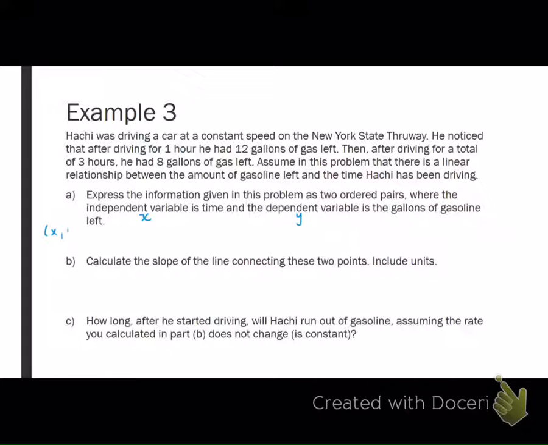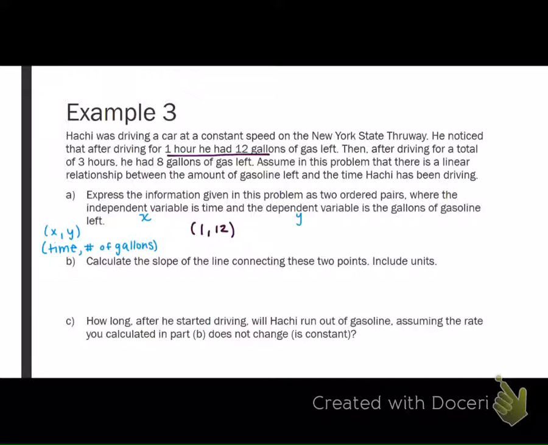So we do our X, Y. And in this case, that is time, number of gallons. And we create two ordered pairs. With time, comma, number of gallons. Colin, what is one of my ordered pairs then? Let's see. 1, 12. So at 1 hour, Hachi had 12 gallons of gas, right? Mike, what's another one? So that would be 3, 8, right? 3 hours, he had 8 gallons left.